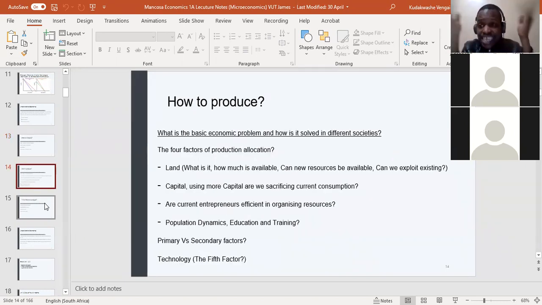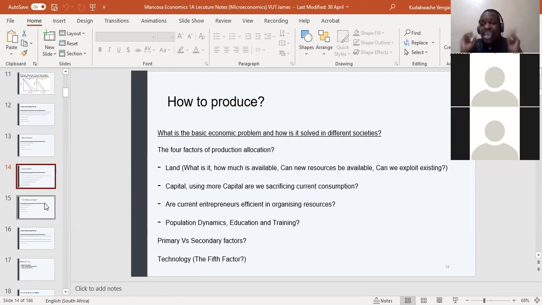Once we have decided that we want to produce cars or clothes, how do we produce them? Remember, we said that there are 4 resources. How do we mix up the resources? How much land, how much capital, how much labor are we going to use in the production of one car, in the production of one vehicle? Because we can have different combinations.